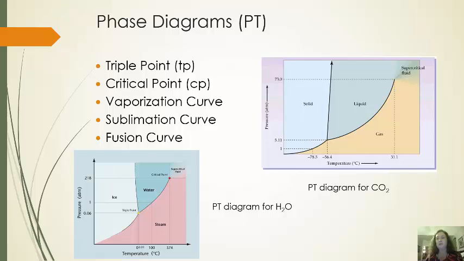The curve where liquid and gas coexist is usually called the vaporization curve. Where solid and liquid coexist is the fusion curve, and where the solid and the gas coexist is the sublimation curve. Now the main difference between CO2, or most substances, and water is the slope of this solid liquid, or the fusion curve. The slope of that is going to be different, but otherwise they all are pretty much the same, just minor differences.